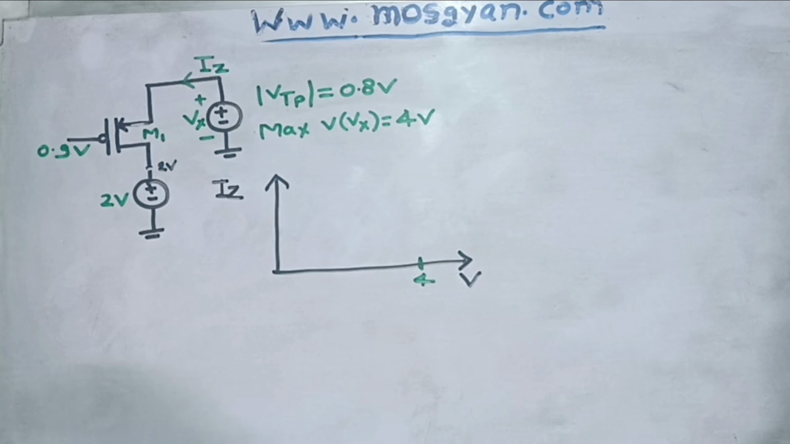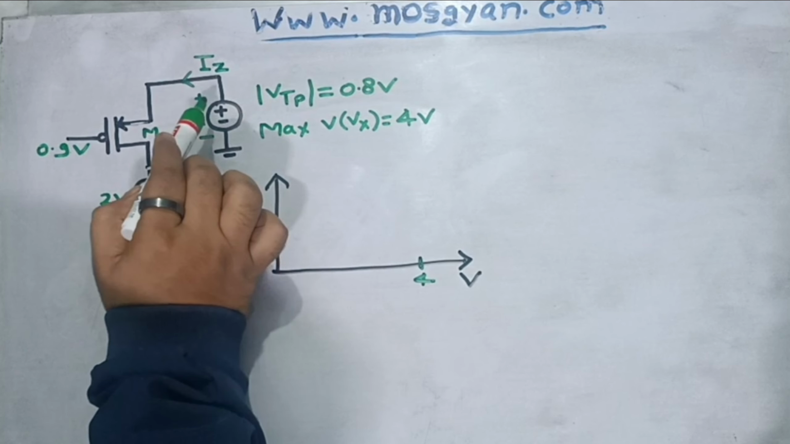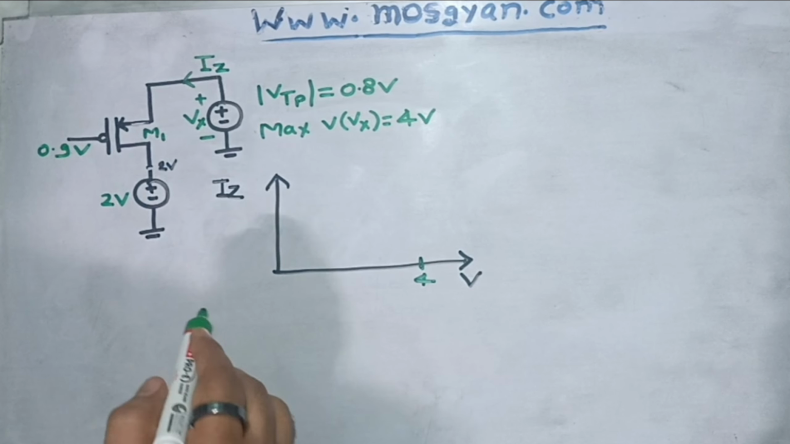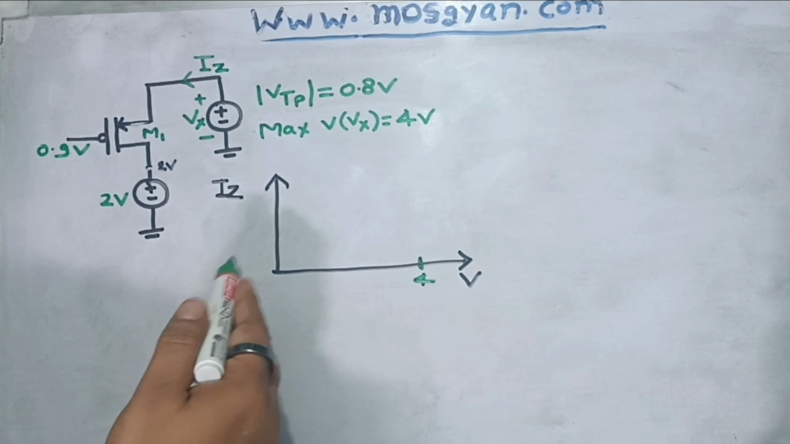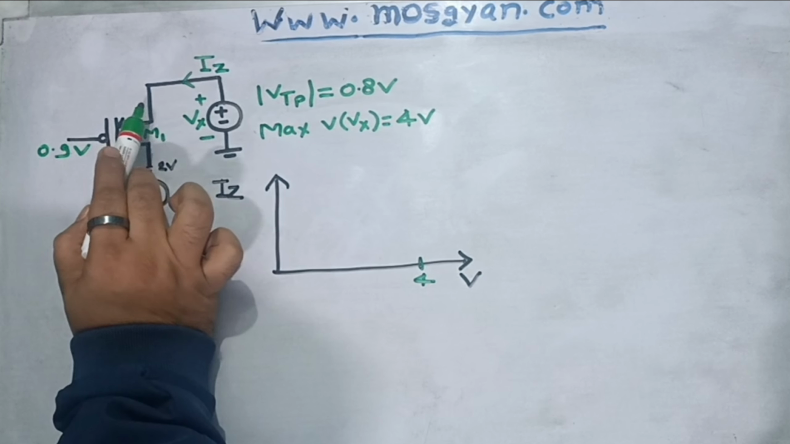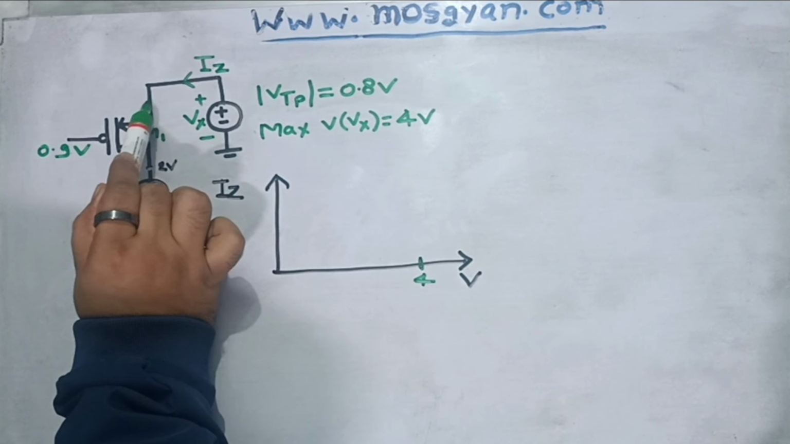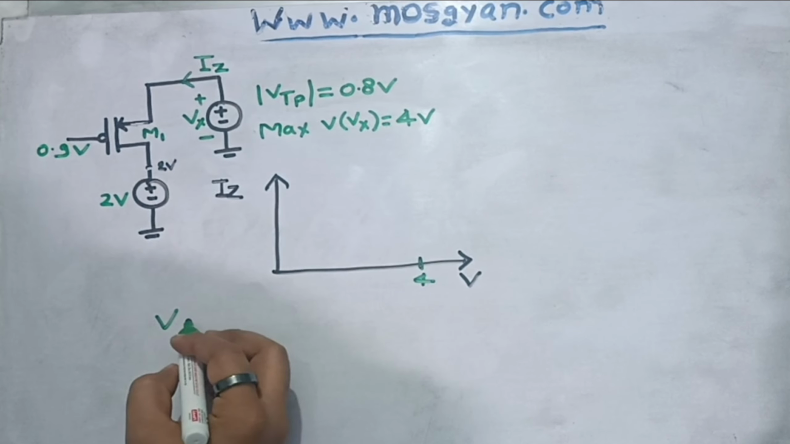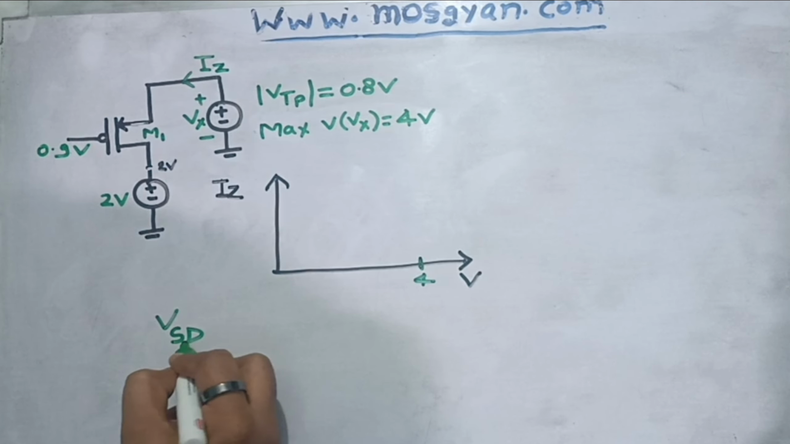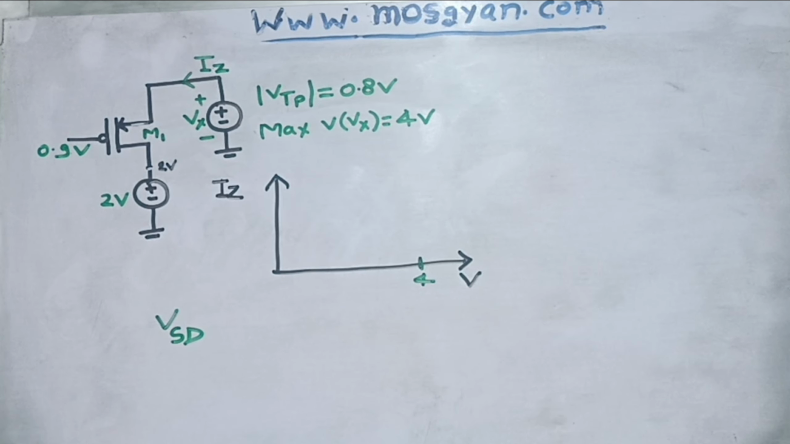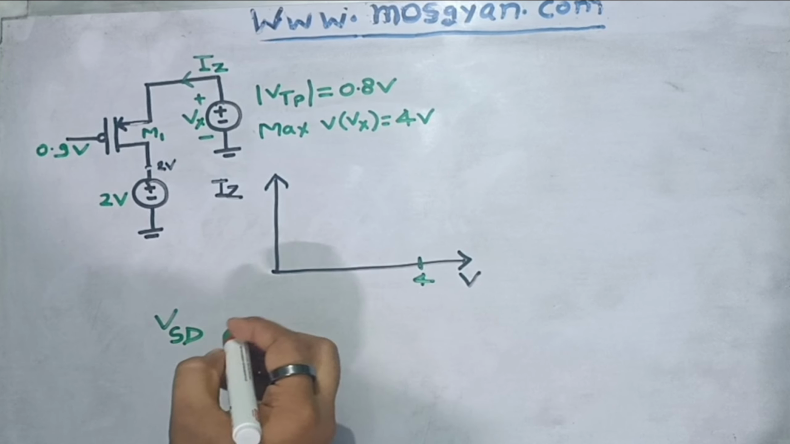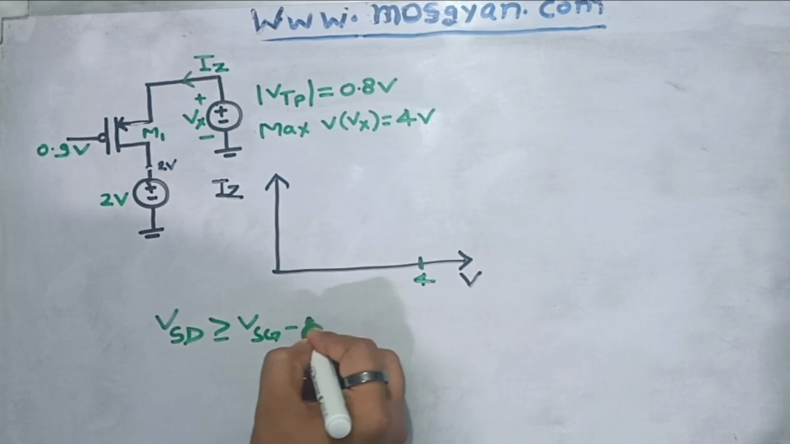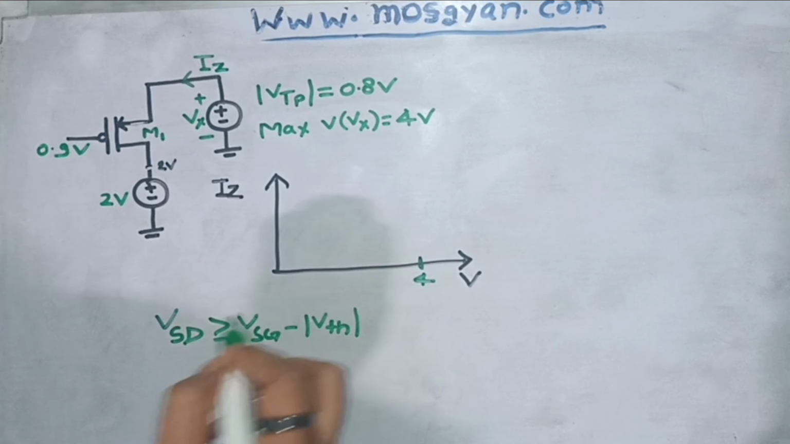Now, if this node is sitting at 4 volt, in which region of operation will this MOSFET operate? That is important to understand, and only then can we draw the current characteristic. If this node is at 4 volt, this node will be the source node for this PMOS because it is the highest potential. For a PMOS to be in the saturation region of operation, the condition we know is that its VSD should be greater than or equal to VSG minus VTH. This is the condition for PMOS, right?